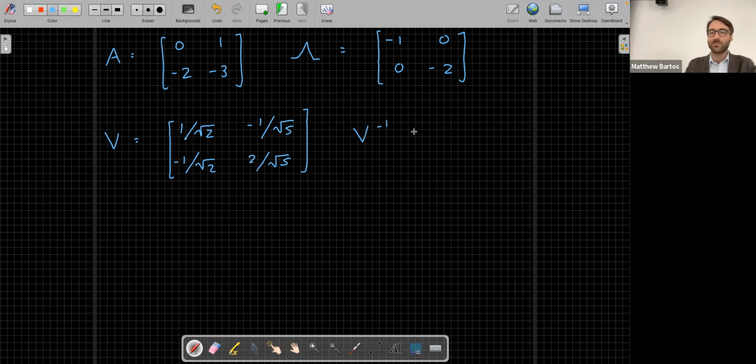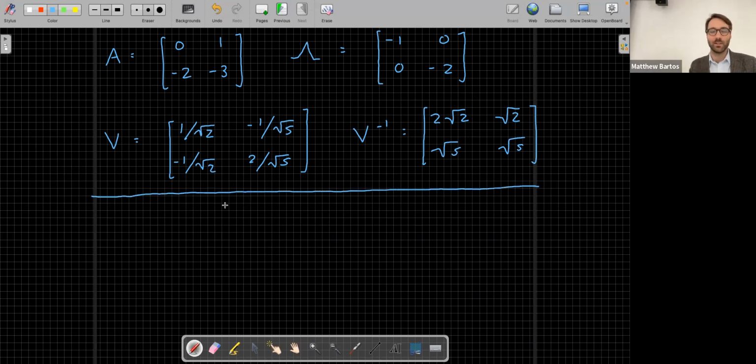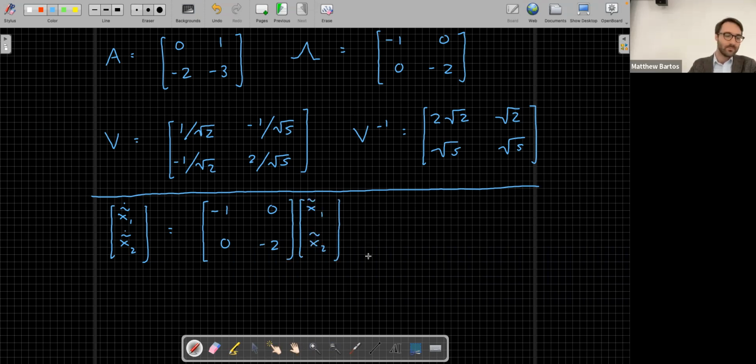And we also computed V inverse. V inverse was equal to [2, √2; √5, √2... ] with entries 2, √2, √5, √2, √5. So we can rewrite our state space equation in modal coordinates. We have x1 tilde dot, x2 tilde dot is equal to lambda as our new A matrix, so that'll be [-1, 0; 0, -2], times x1 tilde, x2 tilde, plus, if we take V inverse and multiply it by our original B vector, which was [0; 1], we will end up with [√2; √5] times f of t.